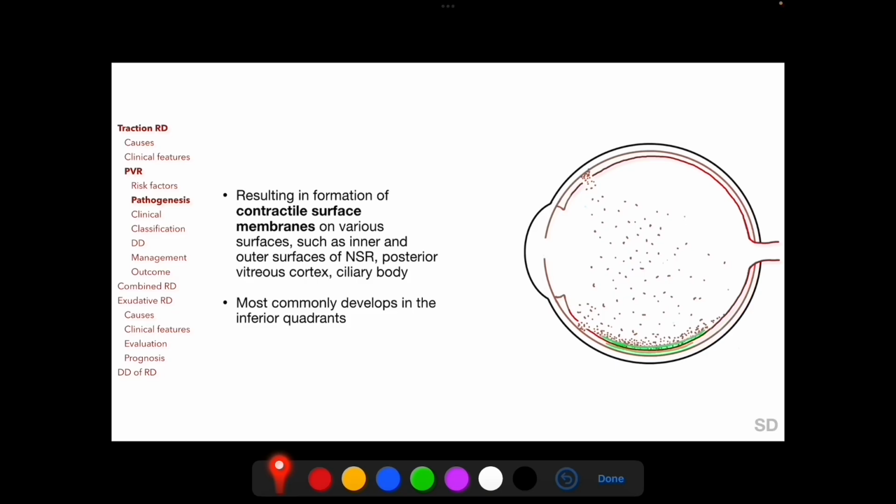This results in formation of contractile surface membranes on various surfaces in the posterior segment, such as the inner and outer surfaces of the neurosensory retina, the posterior vitreous cortex, and the ciliary body. And because of the effect of gravity, these membranes develop most commonly in the inferior quadrants of the eye.